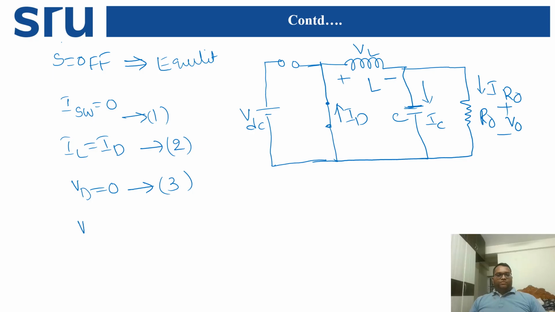Now, what is the switch voltage? V switch is equal to VDC. Take it as equation number 4. So, these are the fundamental concepts which we have derived from the equivalent circuit of the buck converter circuit.